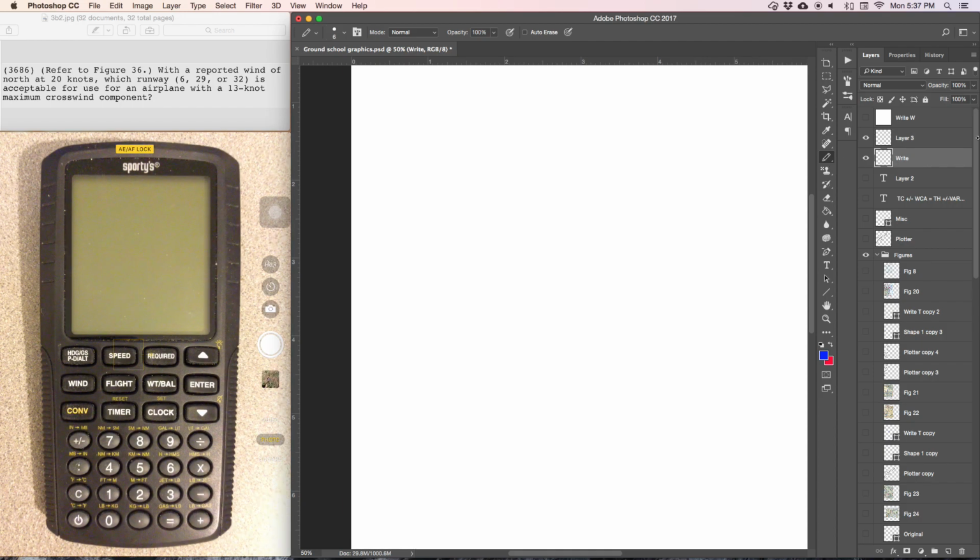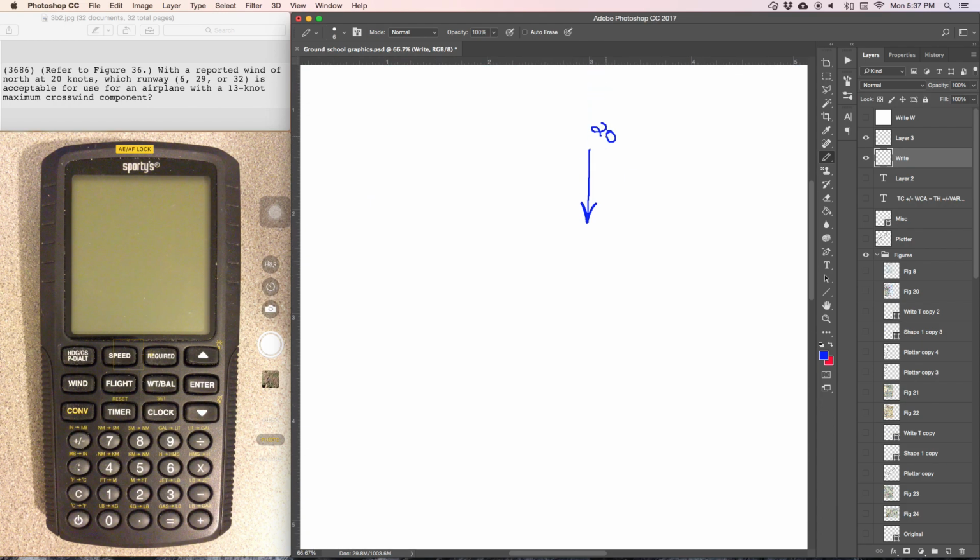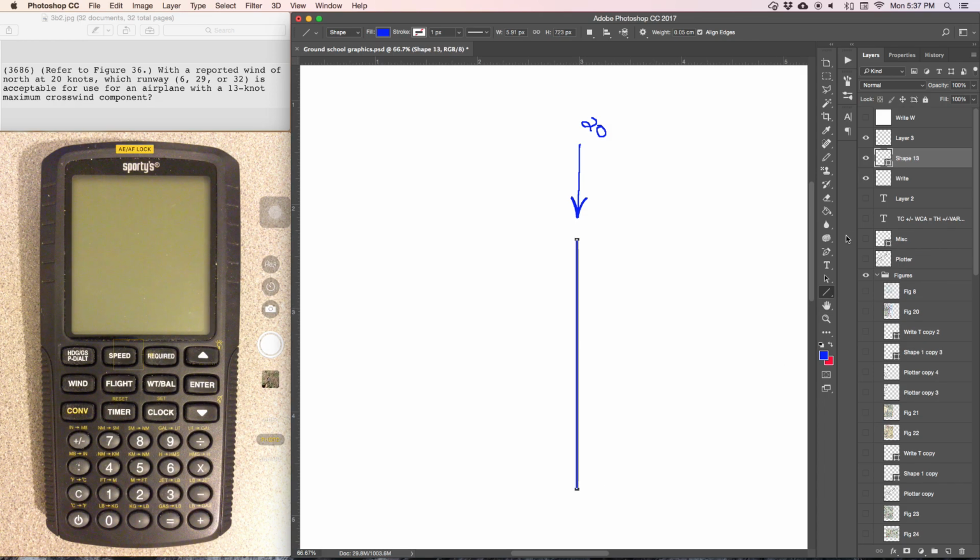This problem is asking us which runway would be acceptable for this crosswind and the wind given. So the first thing I like to do is draw just to get a visual graphic of what's going on. So here we have winds out of the north at 20 knots. Then I'll draw a view of north and south.